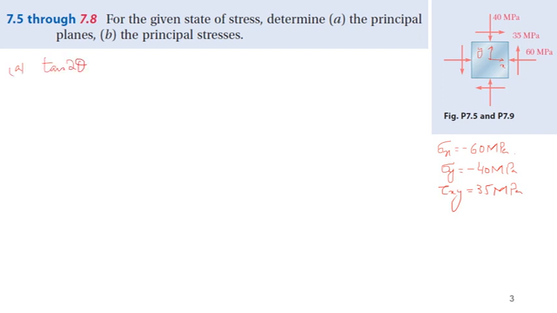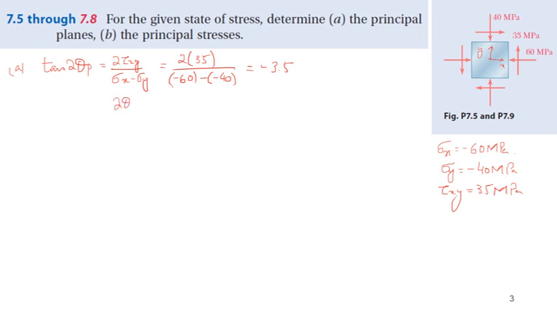Now for the principal planes, we know that in part A, tan 2 theta p is equal to 2 times tau xy divided by sigma x minus sigma y. If you put in the values, 2 times 35 divided by sigma x, which is minus 60, minus sigma y, which is minus 40, that will be equal to minus 3.5.